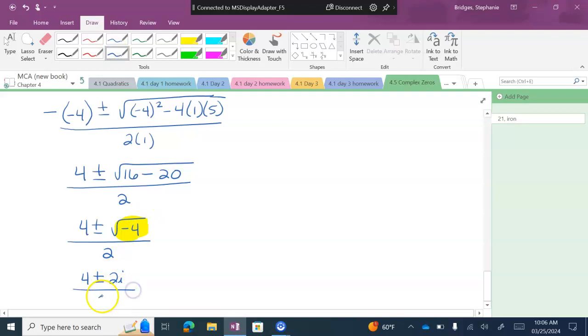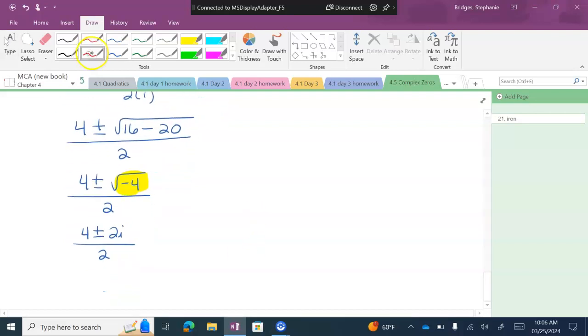Can you simplify it over 2? Okay. In order to simplify, the number in front of the plus or minus, the number behind the plus or minus, and the denominator, all three places have to be able to divide by the same thing. And in this case, they do, right? They can all divide by 2.